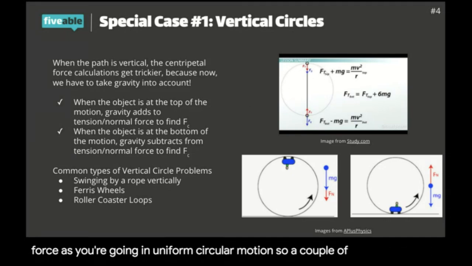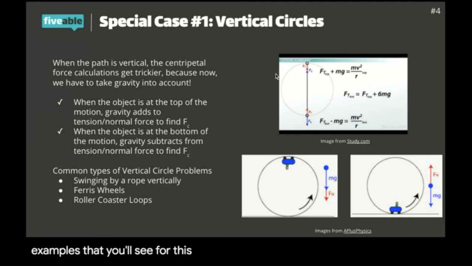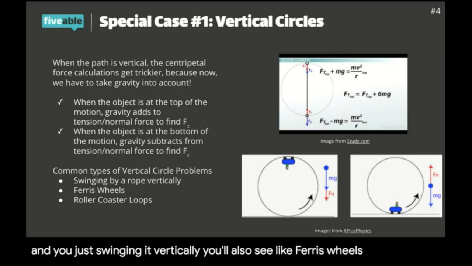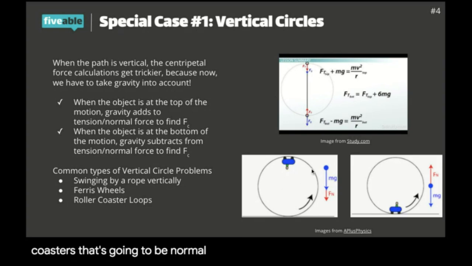So a couple of common examples that you'll see for this. This top image is talking about swinging by like a rope or something like that, a string, right? So tension is your centripetal force and you're just swinging it vertically. You'll also see like Ferris wheels and roller coasters. That's going to be normal force, but the same principles apply, right?